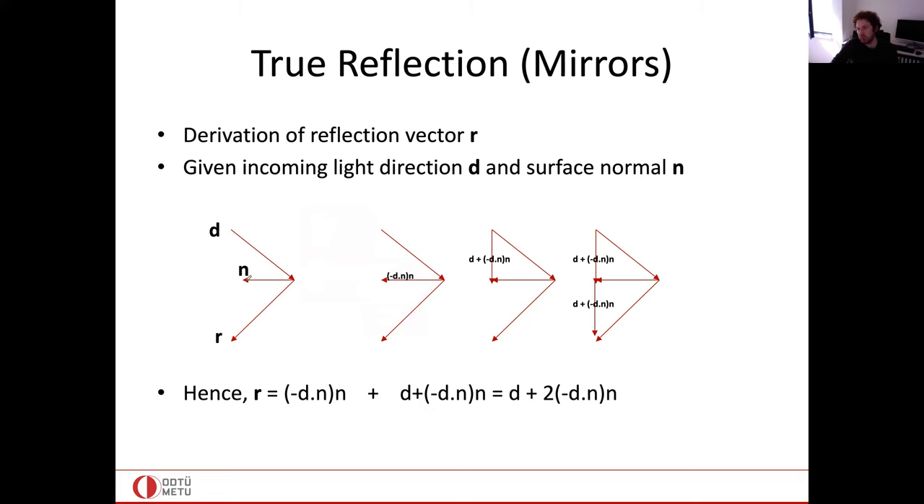But N is a unit vector. Okay, but I have started here, so it may be short for me. I may need to enlarge it, or similarly, I may need to shrink it. But in general, we will be enlarging it. So how can I do that?